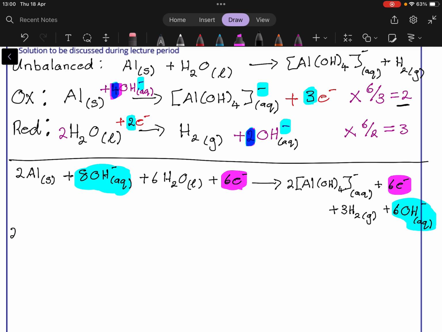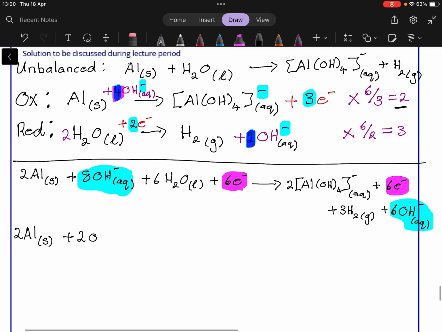There's no aluminium on the other side, so the aluminium stays. The hydroxides, there's 8 on the left and 6 on the right. So that means if we take off 6 of both of those, we have 0 on the right, and we remain with 2 on the left. Water, there are 6 waters, and it appears only on the left-hand side. The electrons, there's 6 and there's 6.